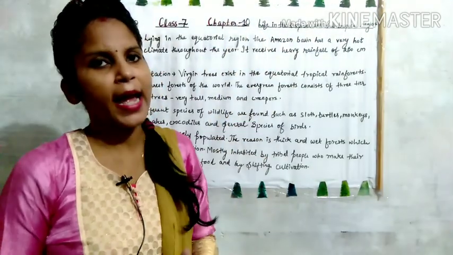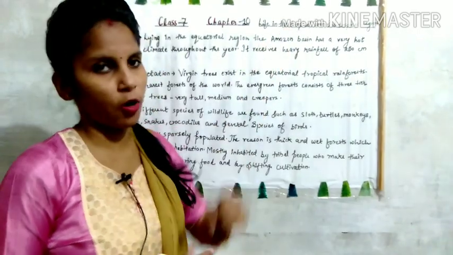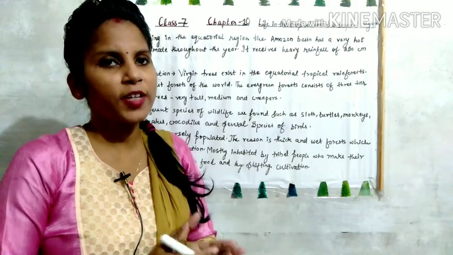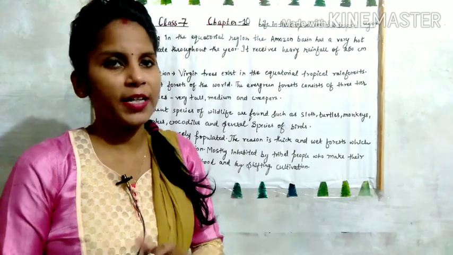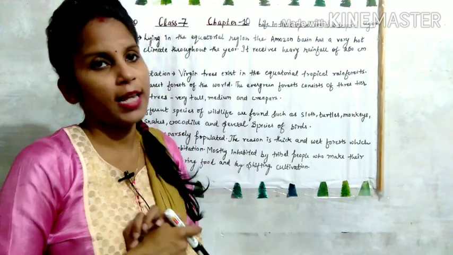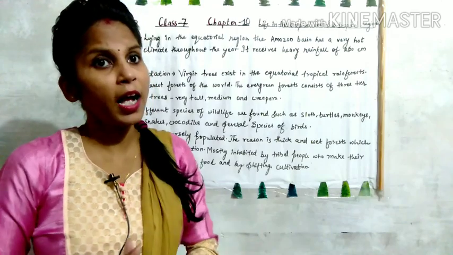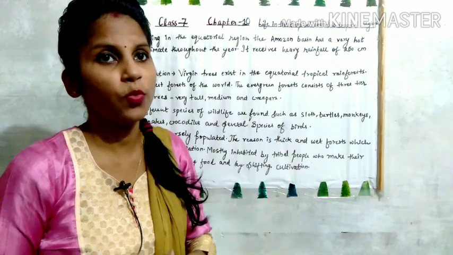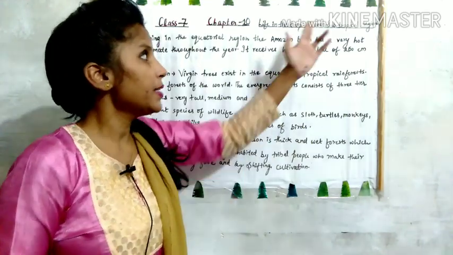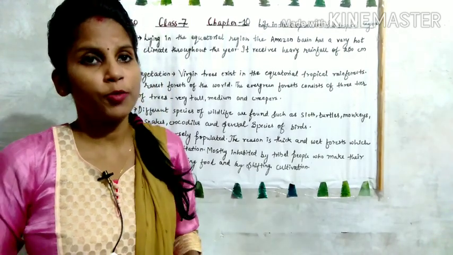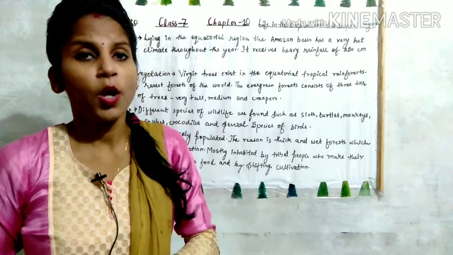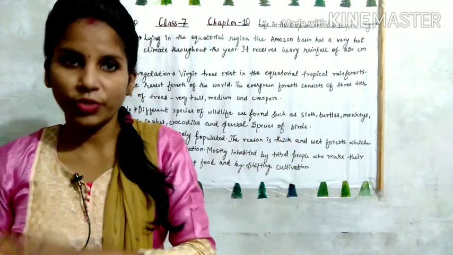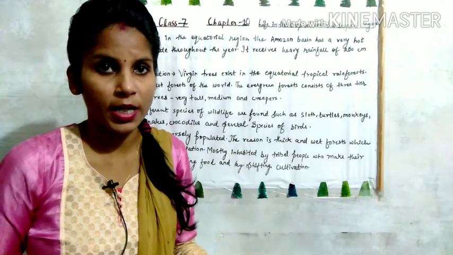Life in the tropical and subtropical regions. What do you mean by tropical? Tropical means the area that lies between the Tropic of Cancer and Tropic of Capricorn, that is 20 degree north and 20 degree south latitudes. And in this region falls the Amazon basin, because the Amazon river is flowing through this area which is in South America. And if we talk about the subtropical region, the subtropical region is the Ganga Brahmaputra basin. Why? Because the Ganga and Brahmaputra rivers flow through these regions and it lies in the Indian subcontinent.